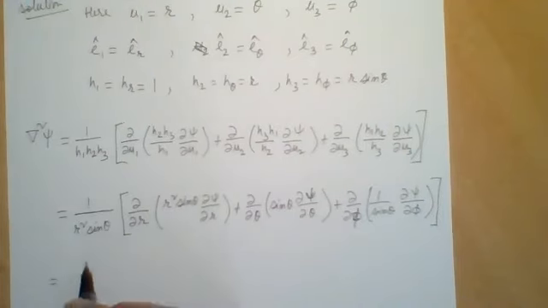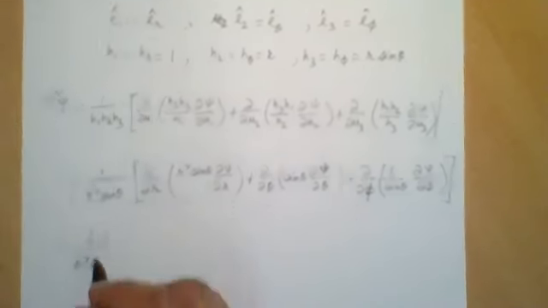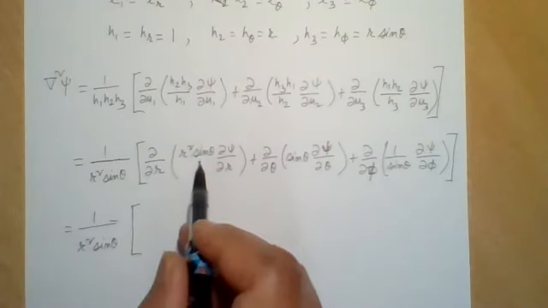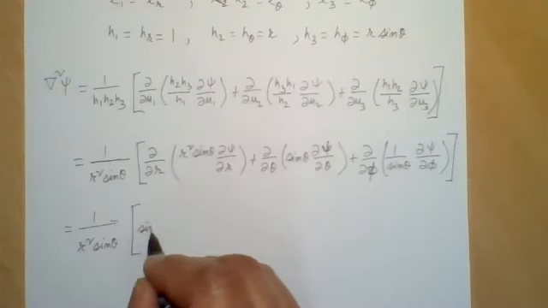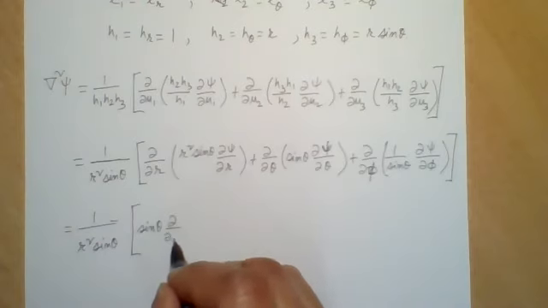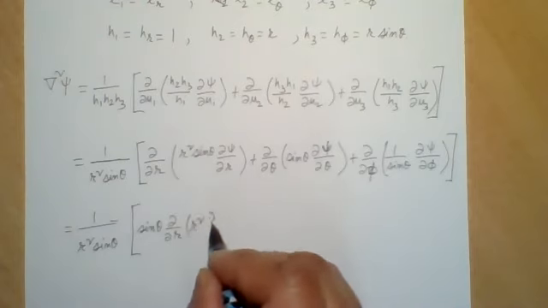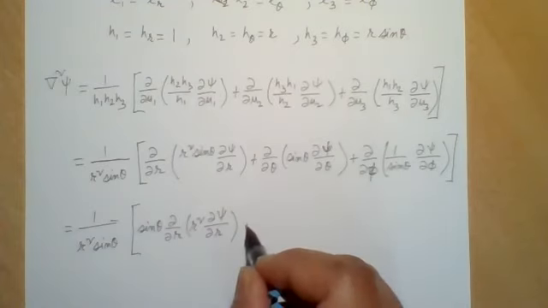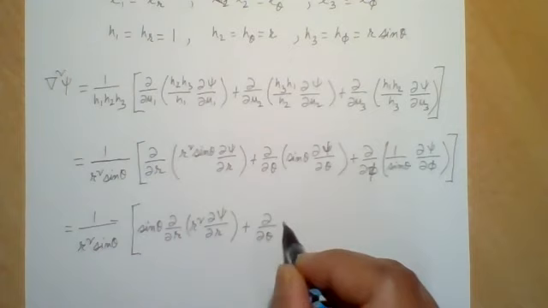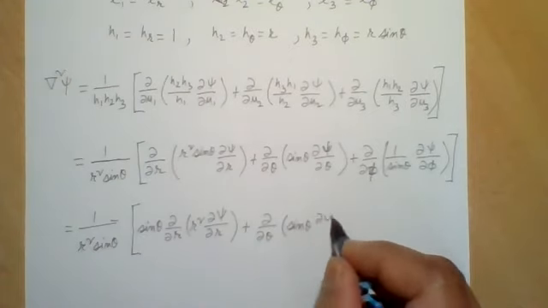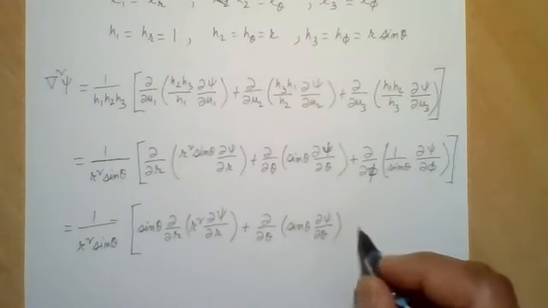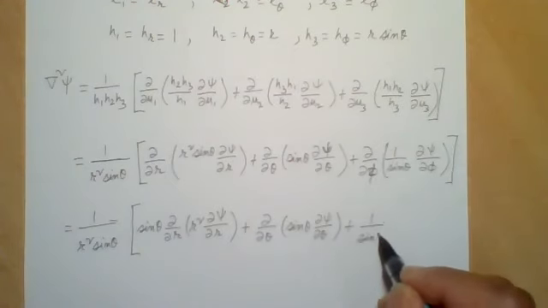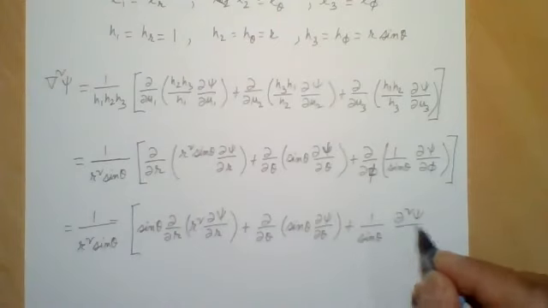Okay. Then this is equal to 1 by r square sine theta. This sine theta is independent of r, so I can take sine theta outside: sine theta, dou by dou r, r square dou psi by dou r, plus dou by dou theta, sine theta dou psi by dou theta. Plus this sine theta is independent of phi, so I can take it outside. So this is 1 by sine theta, dou 2 psi by dou phi square.